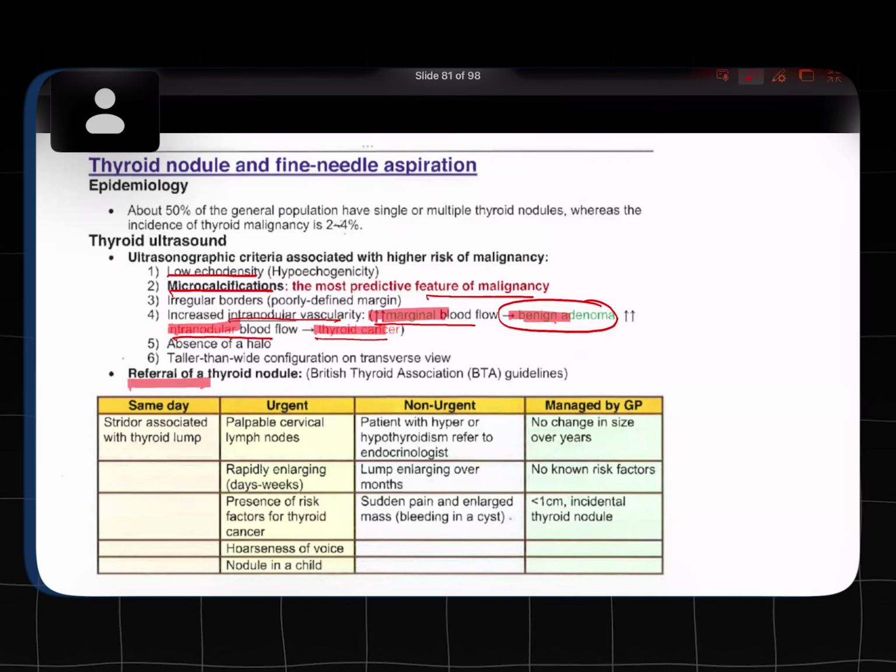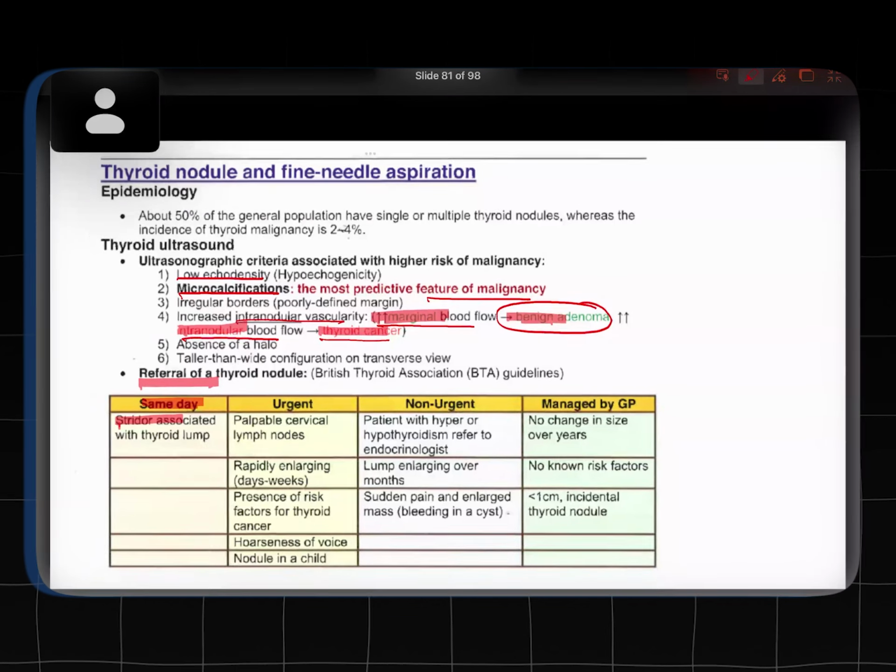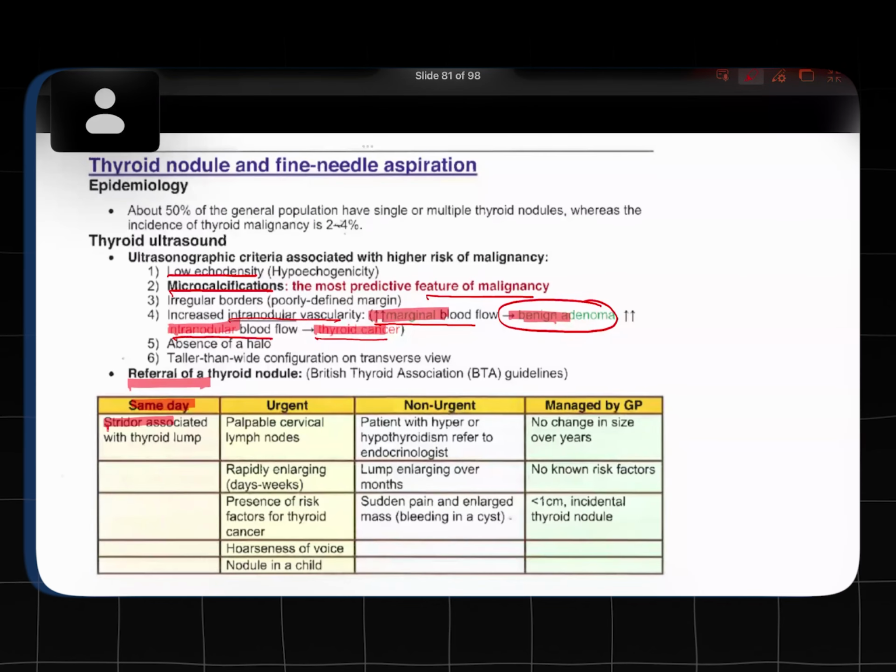Remember the referral purpose. If it is same-day referral, if the patient has stridor, then it is an emergency-based referral. Otherwise, you can refer gradually. That much remembering is enough, I think.